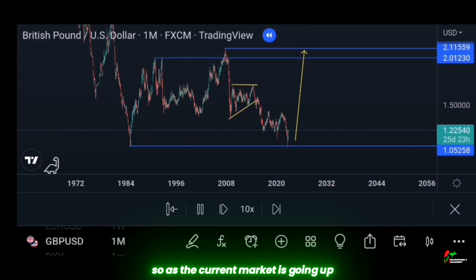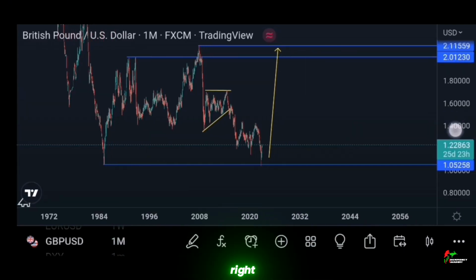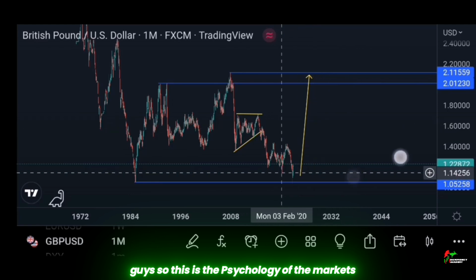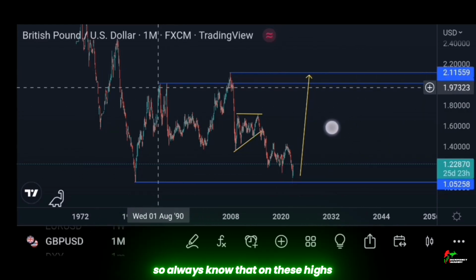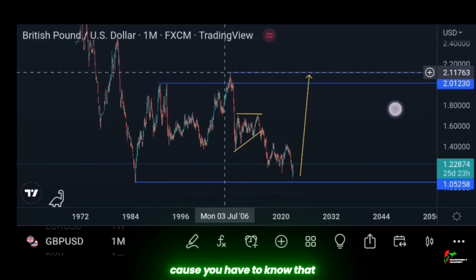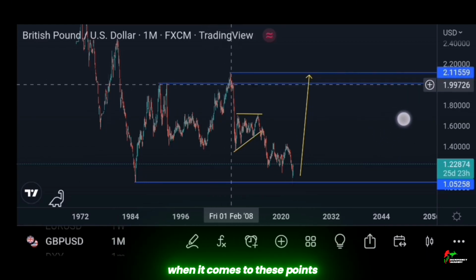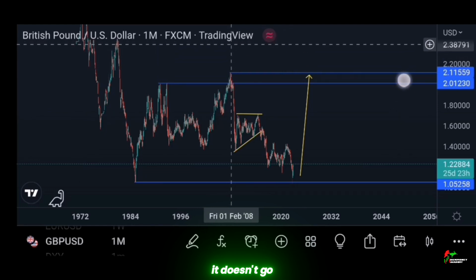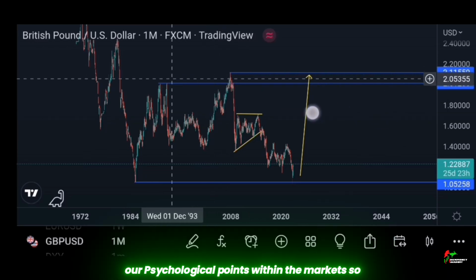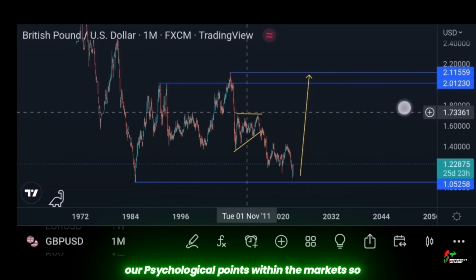So as the current market is going up, up to our levels, it's currently here, right? Now we can clearly see the physiology of the markets, guys. So this is the physiology of the markets. Always know that on these highs, this is where the physiology comes in, because when it comes to these points, it doesn't keep going, but it reverses. These are our turning point areas, our physiological points within the markets.